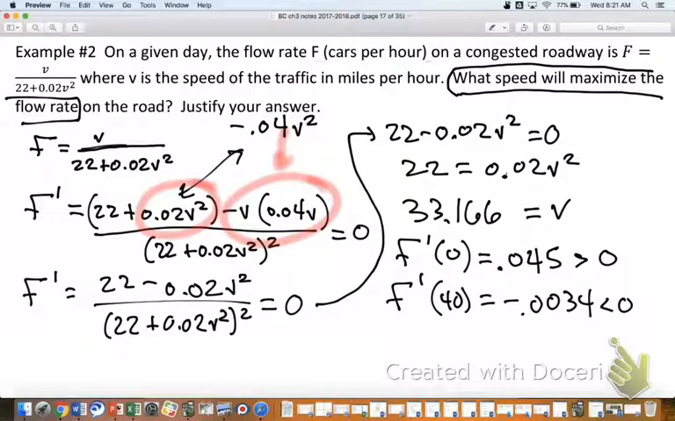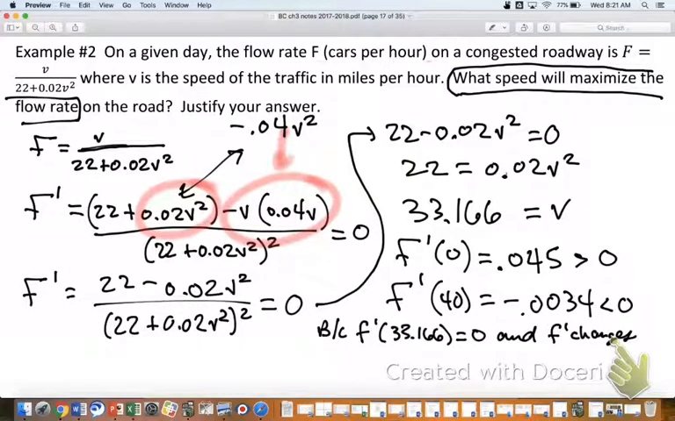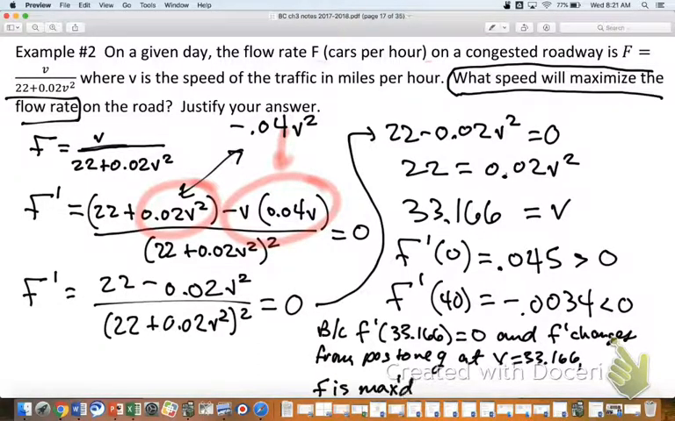So we could go down here and say something like this for a conclusion. Because f prime of 33.166 equals 0, and f prime changes from positive to negative at that critical point, because that's true, f is maximized at v equals 33.166. Something along those lines.